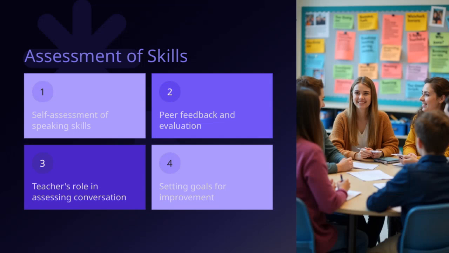Now, let's talk about setting goals for improvement. It's really important to identify specific areas where we want to grow, whether that's pronunciation, fluency, or confidence. By setting clear, achievable goals, we can track our progress and stay motivated. Next, peer feedback and evaluation play a crucial role. When we listen to each other and give constructive feedback, it helps us see different perspectives and identify strengths and areas for improvement that we might not notice on our own.